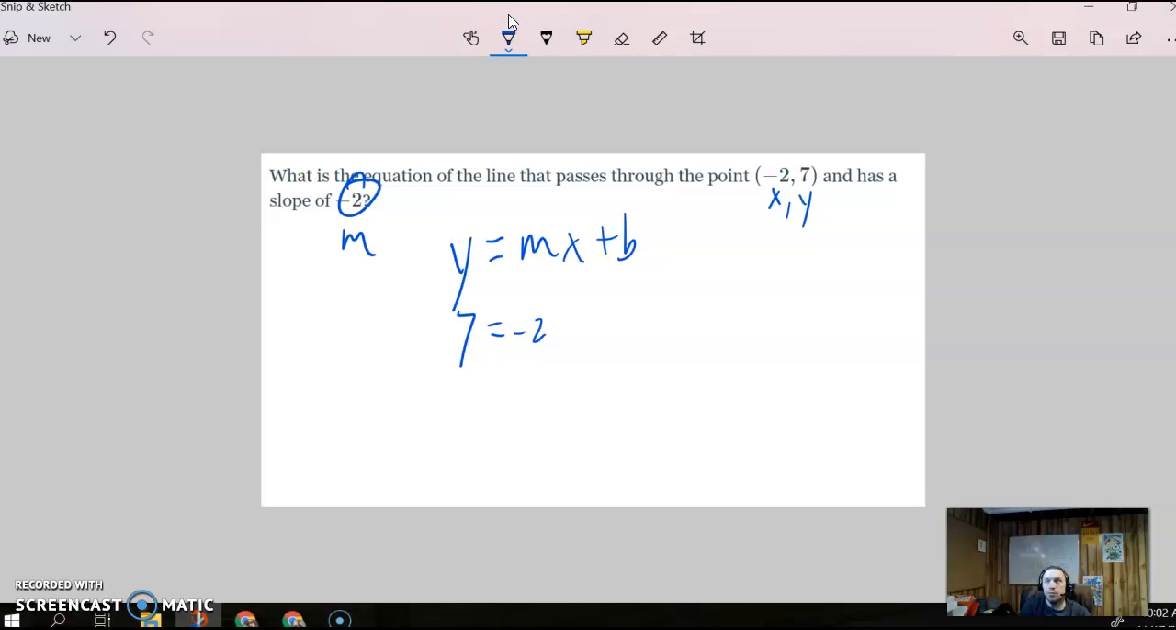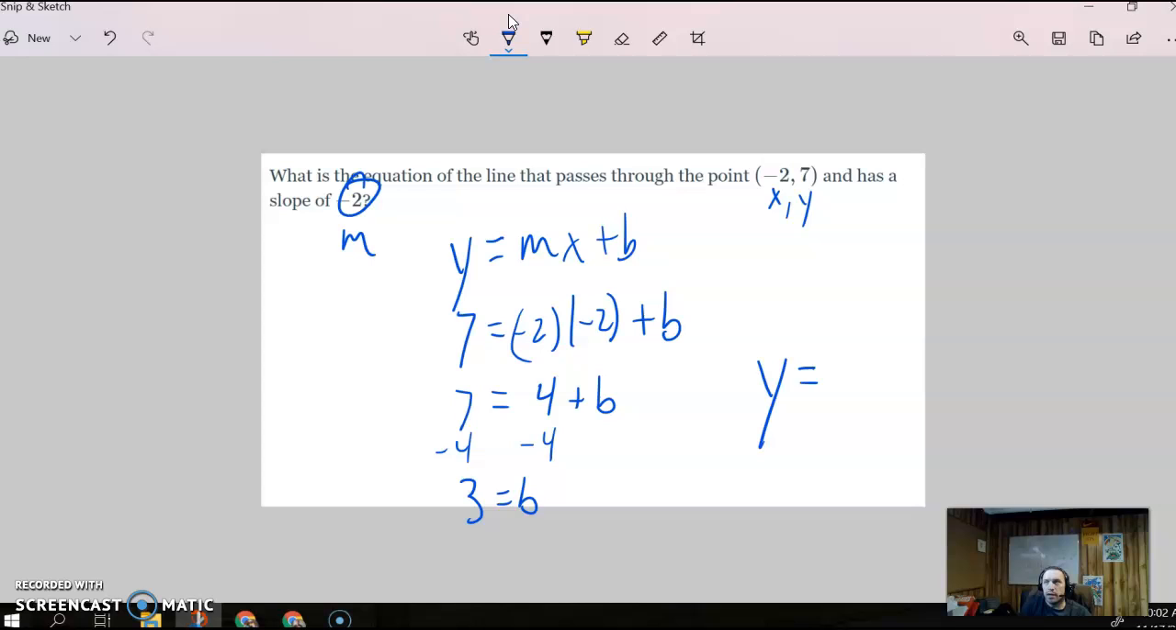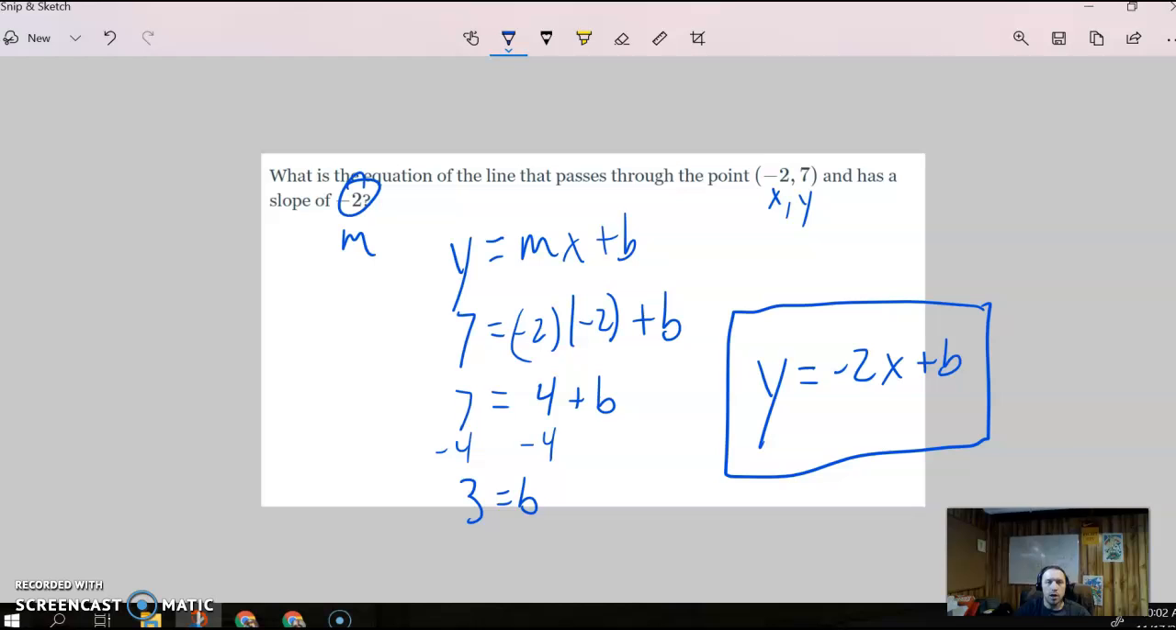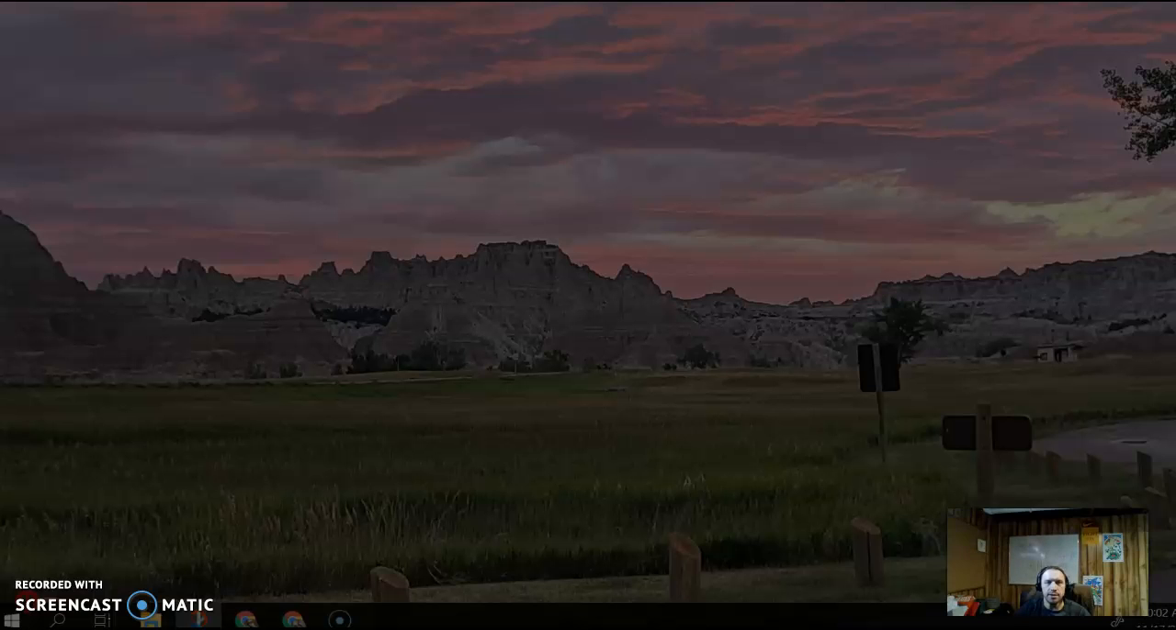m is negative 2. x is also negative 2. Let's find my y-intercept. 7 equals negative 2 times negative 2, which is 4, plus some number. So I subtract 4 from each side, and I get 3 as my y-intercept. So then I write the new equation: y equals negative 2x plus my y-intercept, b. Boom. All right. The next one you're going to try on your own, so make sure you hit pause when you see it.